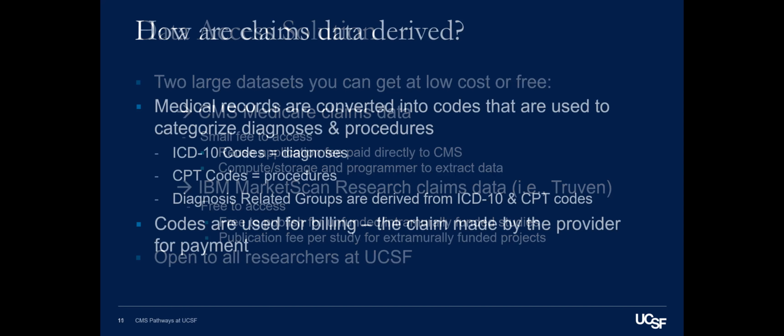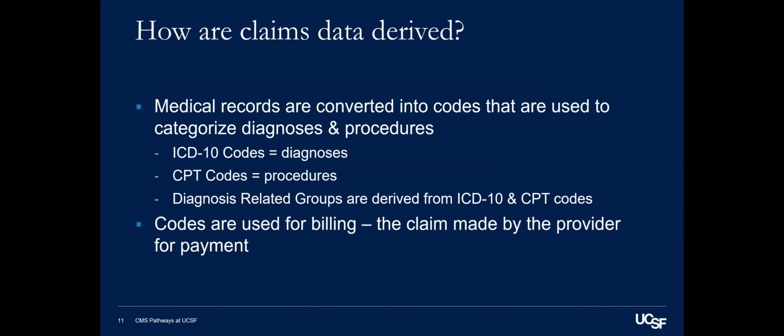So to go into this a little bit more, how are claims data derived? Well, basically medical records, the electronic health records, are converted into codes that are used to categorize diagnoses and procedures. ICD-10 codes are the diagnostic codes, and then CPT codes are the procedural codes. And then from these, there are diagnosis-related groups that are derived, and these are all used for billing. So the billing is basically the claim made to the provider for payment by the health system or the hospital, the physician, the physical therapist, whoever it is that's making the request for payment.